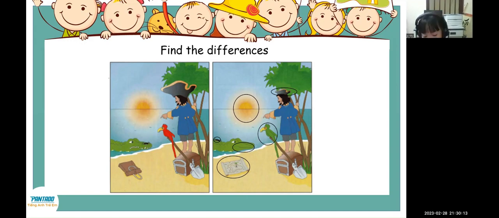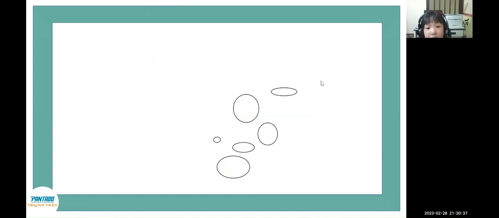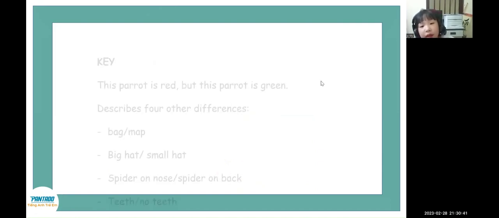Okay. In picture one, the parrot is red, but in picture two, the parrot is green. In picture one, the hat of the captain is big, but in picture two it is bigger. Done. Very good. All right. Now, this time you can use the comparative form, okay? Because you are going to compare two pictures and find a difference.